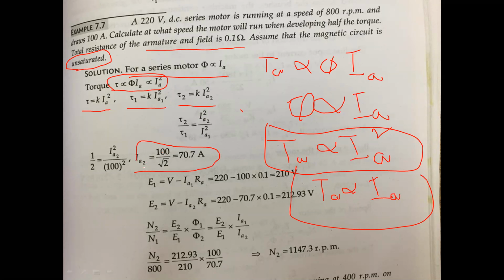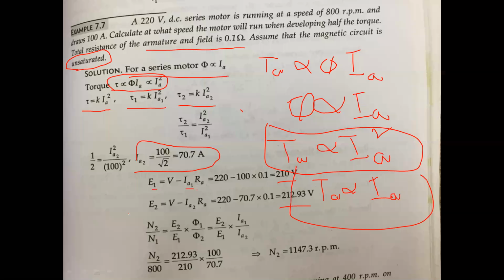Back EMF equals V minus Ia Ra. In case 1, the voltage is the same in both cases, so back EMF 1, E1 equals V minus Ia1 Ra. The armature resistance is also the same in two cases. So E2 equals V minus Ia2 Ra.